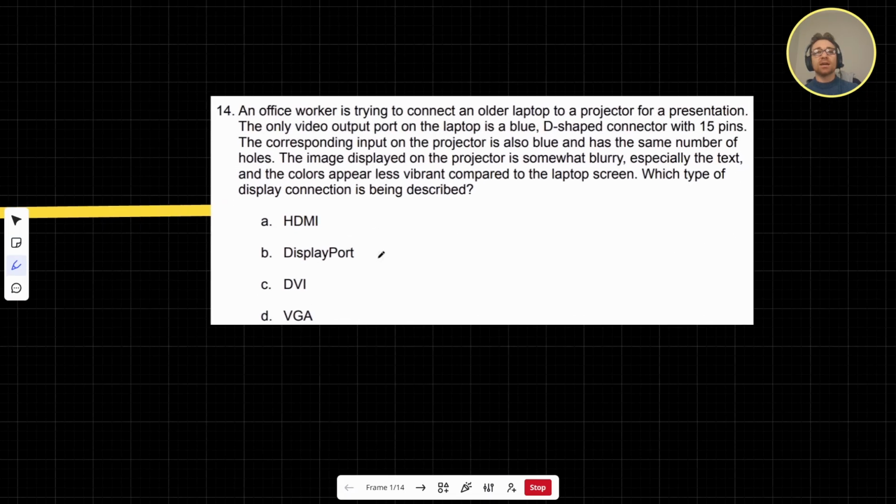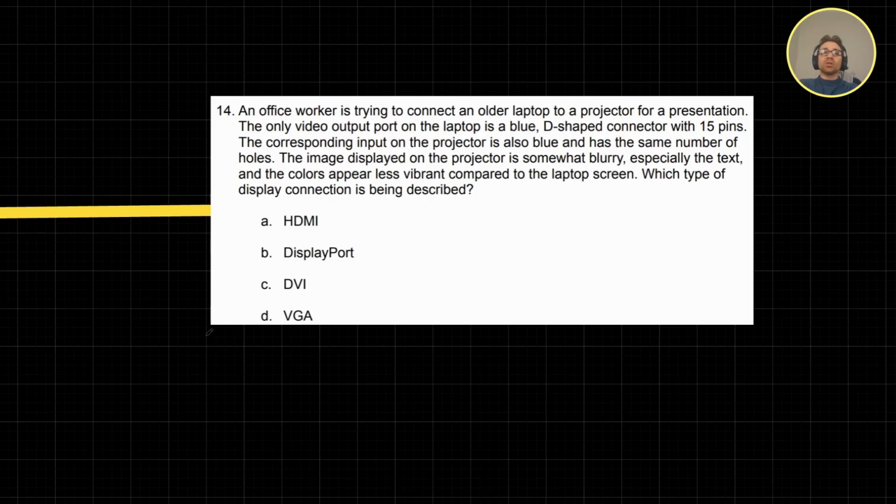Next question is, an office worker is trying to connect an older laptop to a projector for a presentation. The only video output port on the laptop is a blue D-shaped connector with 15 pins. The corresponding input on the projector is also blue and has the same number of holes. The image displayed on the projector is somewhat blurry, especially the text, and the colors appear less vibrant compared to the laptop screen. Which type of display connection is being described?